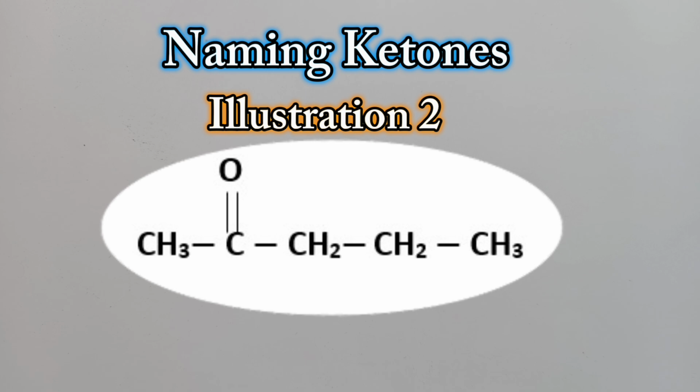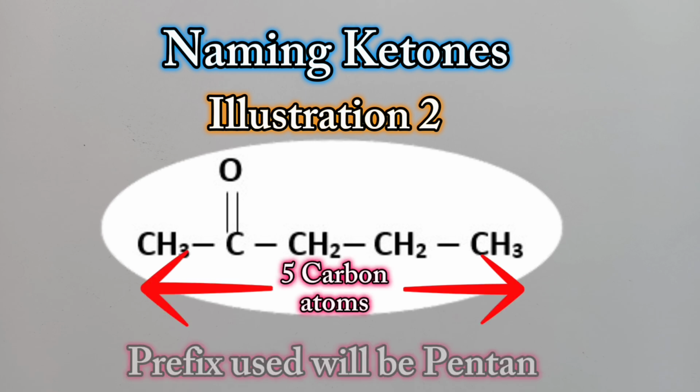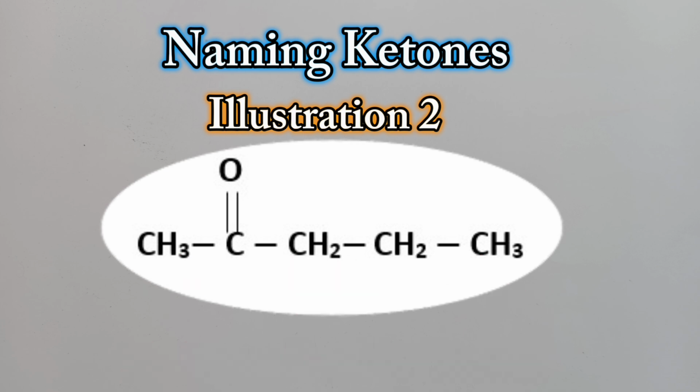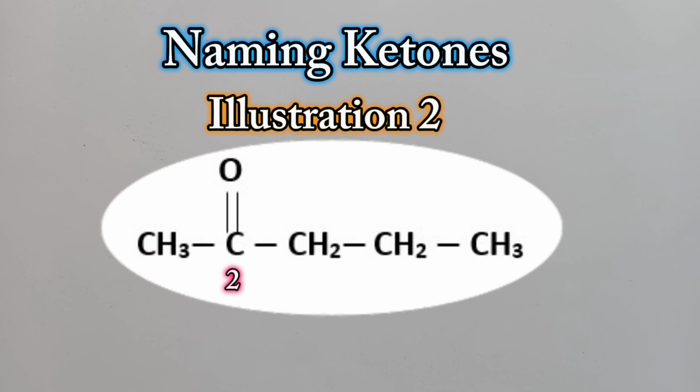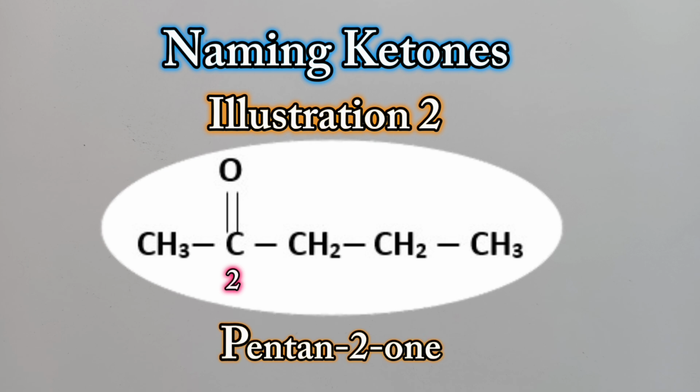Now realize that the compound has 5 carbon atoms and therefore corresponds to the alkane pentane. After numbering the carbon atoms, we establish that the carbonyl group is on position 2, and therefore the name of that compound is going to be pentan-2-one, which is simply pronounced as pentan-2-on.